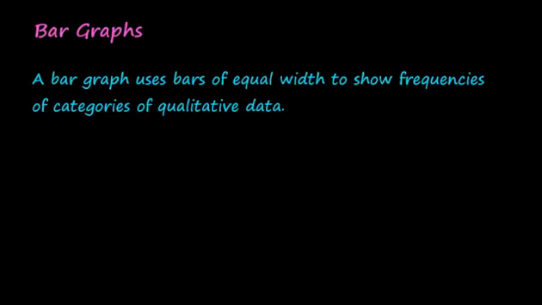A bar graph uses bars of equal width to show frequencies of categories of qualitative data. Remember, qualitative data, another name for that is categorical data. We even see that here. It says categories of qualitative data. These are categorical data.